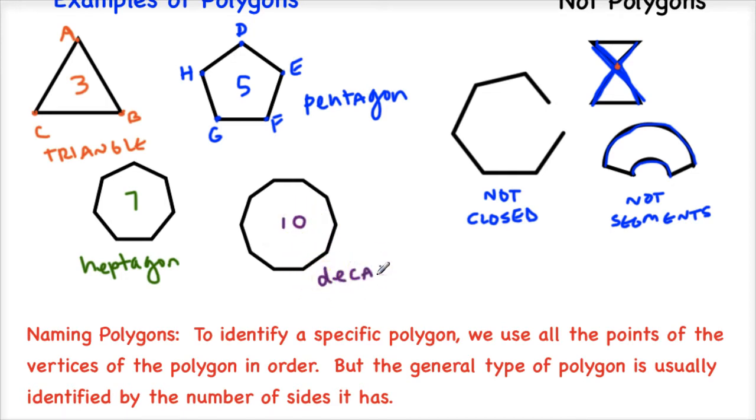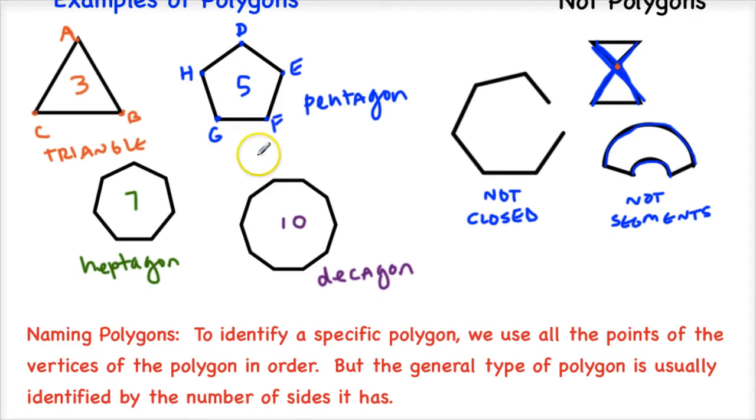There's a table in your book if you'd like to look at the different names for other polygons of different numbers of sides. But in general, we'll probably usually get used to just referring to these polygons using the letters that are at the vertices of all of the sides.